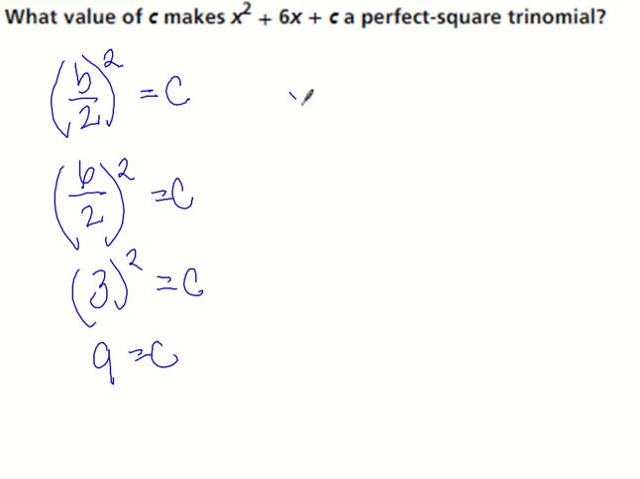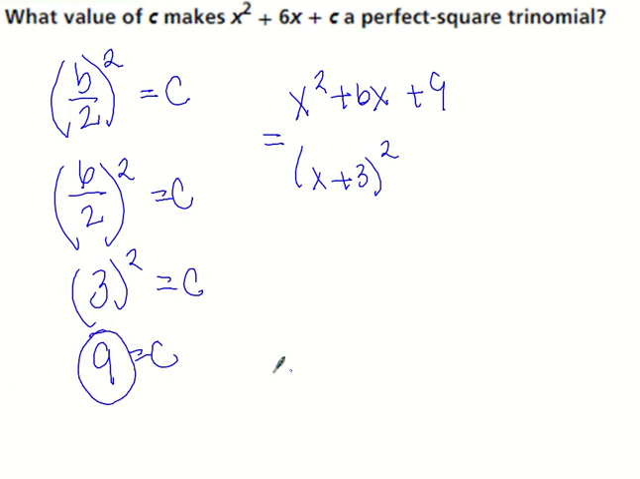And so if we take x squared plus 6x plus 9, it would be a perfect square trinomial, because this is x plus 3 squared if we factored it. That's why it's called a perfect square trinomial, because it's a perfect square itself. X plus 3 times x plus 3 gets me this. These are equivalent. So our answer would be that c would be 9, to make this a perfect square trinomial.